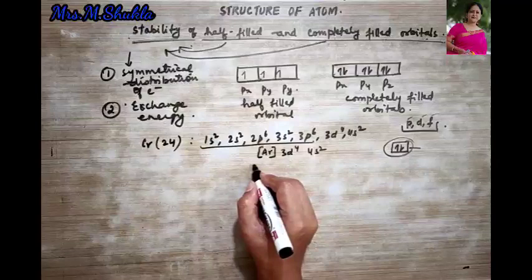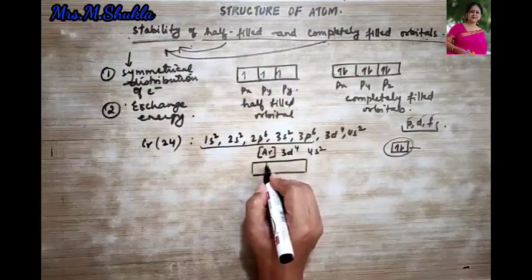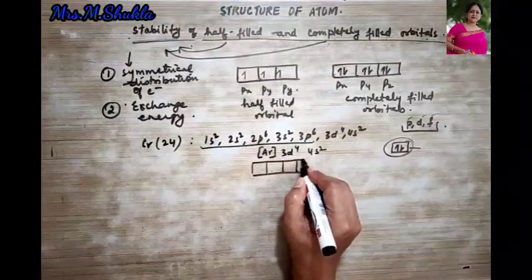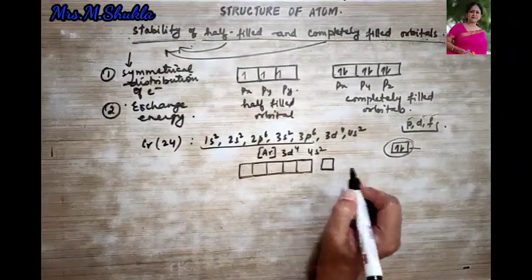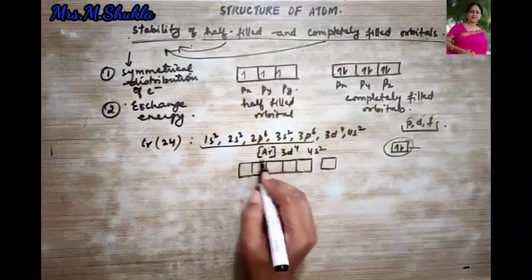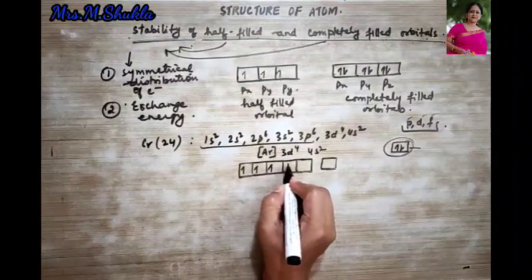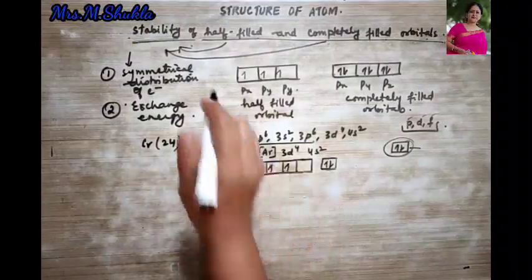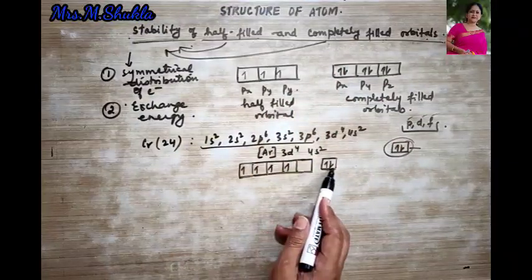So now let us see and understand. Let me draw 3d over here. d means how many orbitals are present? Five. So 1, 2, 3, 4 and 5. And this is 4s2. So in 3d4, one electron in each orbital according to Hund's rule: 1, 2, 3, 4. And this is 4s2. Now check whether they show half filled or completely filled orbitals. This is your d orbital, this is your s orbital.